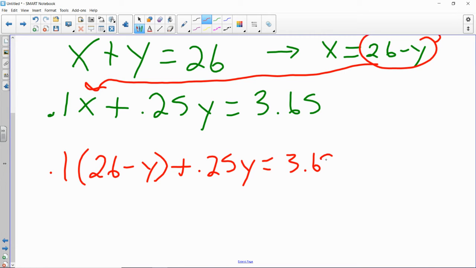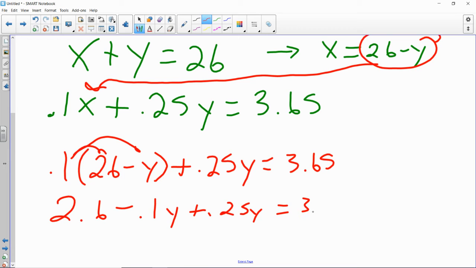I have one equation with one variable. So I'm going to distribute through: 2.6 minus 0.1y plus 0.25y equals 3.65. So now I can subtract 2.6 from both sides.